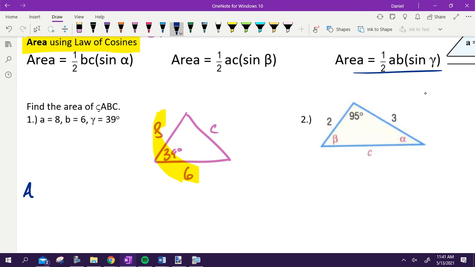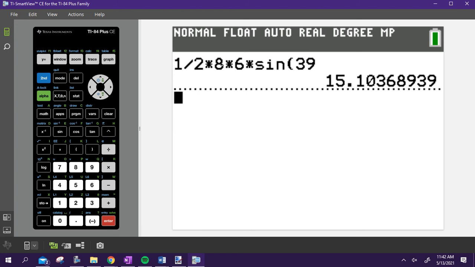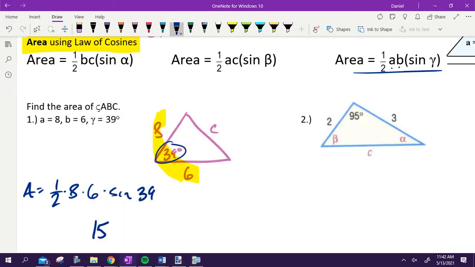It's just a matter of understanding that the area is going to be 1/2 of one of the sides times the other side, 1/2 times 8 times 6 times sine of our angle, whatever angle is sandwiched in between. You type it into your calculator. 1/2 times 8 times 6 times sine of 39 is 15.10. So it's 15.1 and it would be units squared. You don't have to put a label, but know what the label would be.